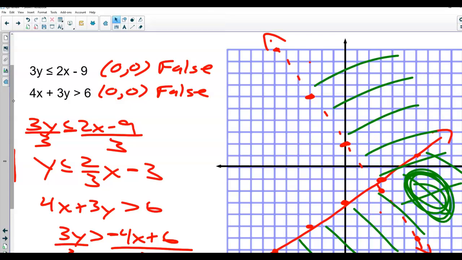Plug 10, 0 in. That's an extreme point to check your work. If I plug 10, 0 in, do I get true statements? 0, 2 times 10 is 20, minus 9 is 11. Is 0 less than 11? Yup. 4 times 10 is 40, plus 3 times 0 is 0. 40 plus 0 is 40. Is 40 greater than 6? Yup. So I would argue this is a true statement. This is a true graph.